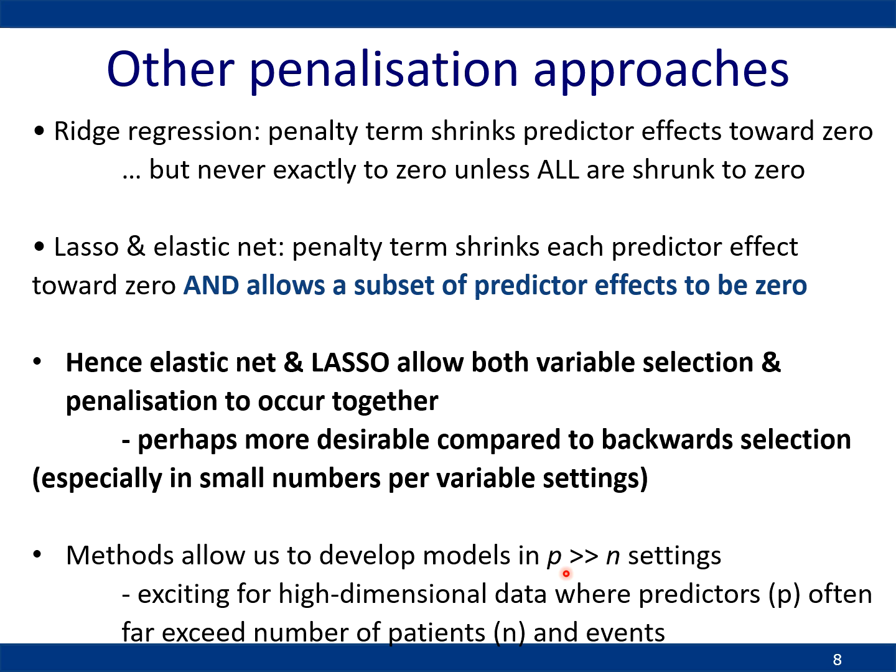So in high dimensional data, where people are fitting prediction models with thousands and thousands of variables and 100 or 200 events, even less than that, these models will work and fit. Well, when I say work, I mean they will fit. Whether they work or not, I'll come back onto in a minute.